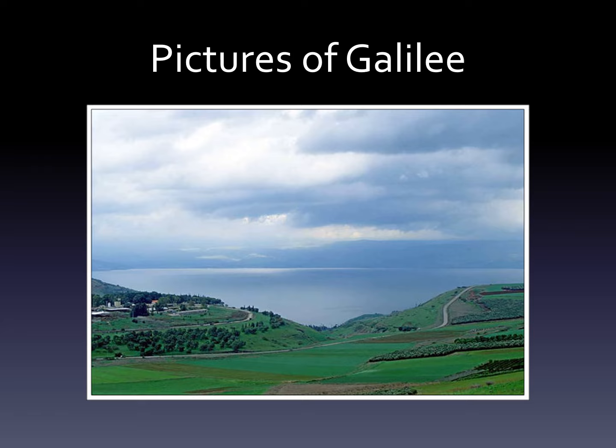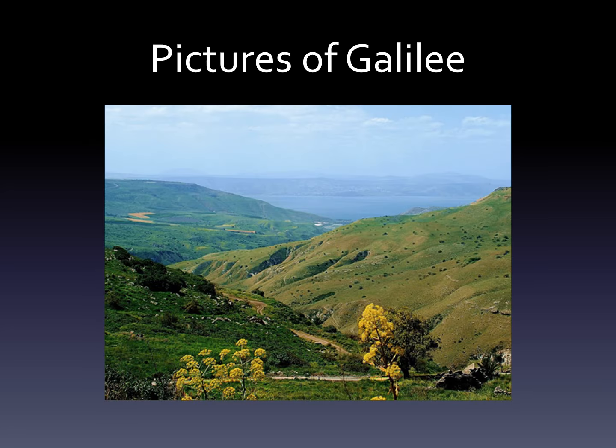So in the time that this picture was taken, it was the rainy time of the year, and you can see how beautiful and green Galilee is. But it gets kind of brown at the other times of the year. And it's another example of Galilee, showing the topography, quite hilly, mountainous.